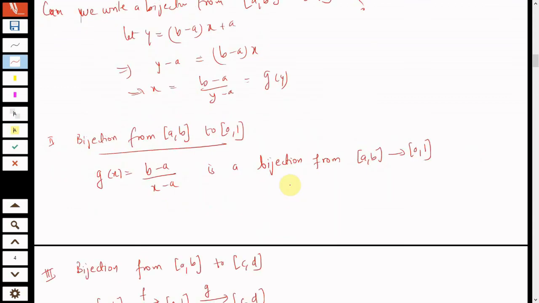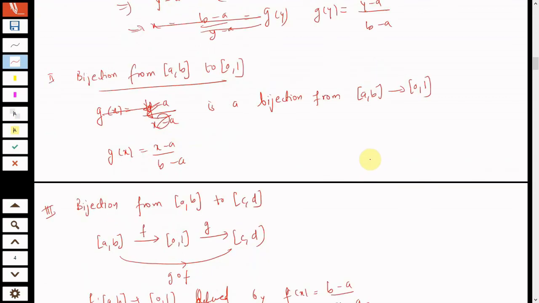I think, yeah, there's a slight error over here. G of y has to be defined as x is equal to y minus a upon b minus c. I'm sorry for this error. Again the same error I made it over here. This should have been y minus a upon b minus a, g of x is equal to x minus a upon b minus a. So this is the bijection from a comma b to 0 comma 1.